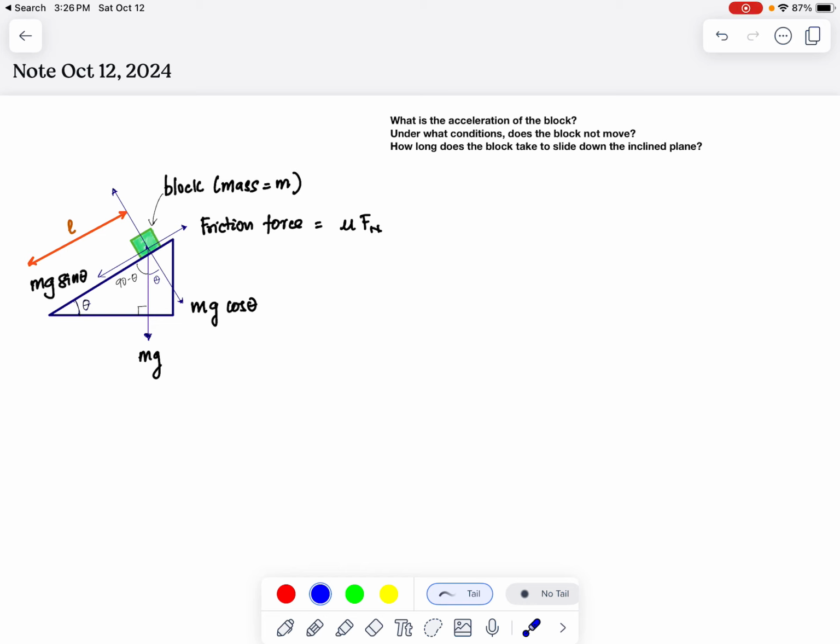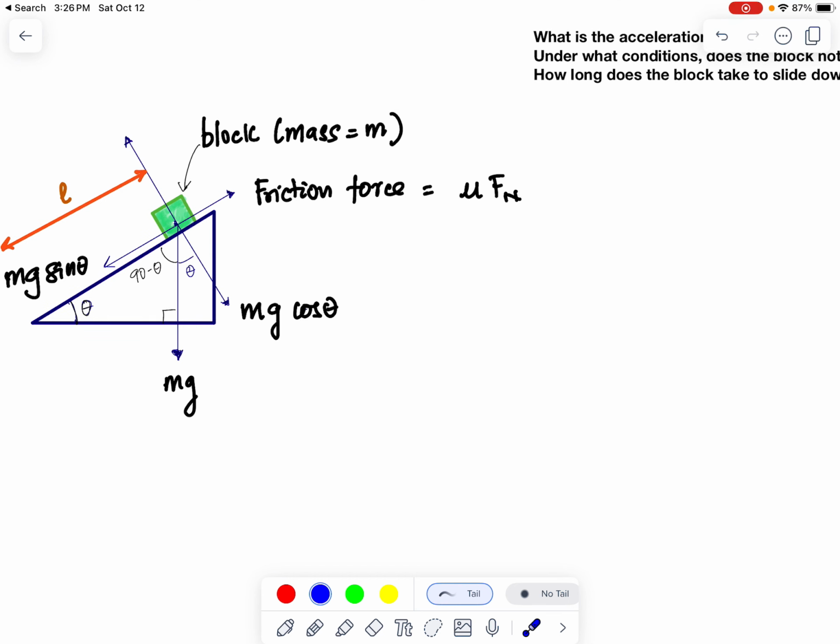So the first thing we want to find out is how the forces act on this particular block. The first force that we want to consider is the weight of the block that acts straight downwards. So now if you see here, there is a right triangle. This angle is theta. This angle is 90 degrees. Therefore, this angle is 90 minus theta.